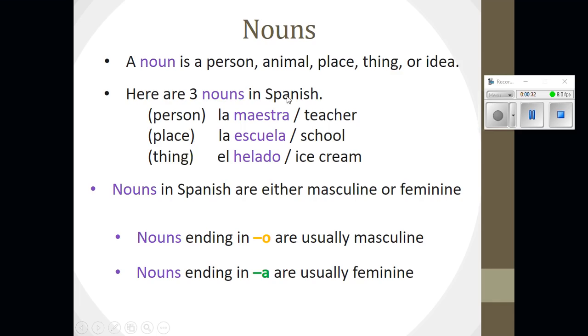Here are some examples of three nouns. We've given you an example of a person, place, and thing. La maestra means teacher, la escuela is school, and el helado is ice cream.